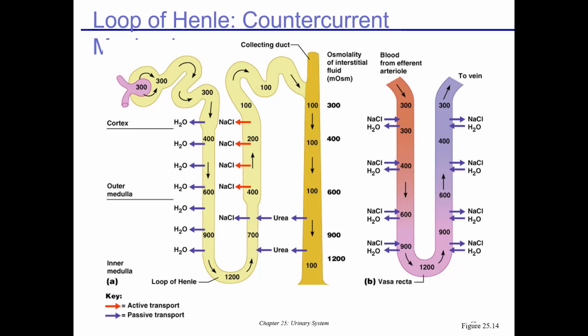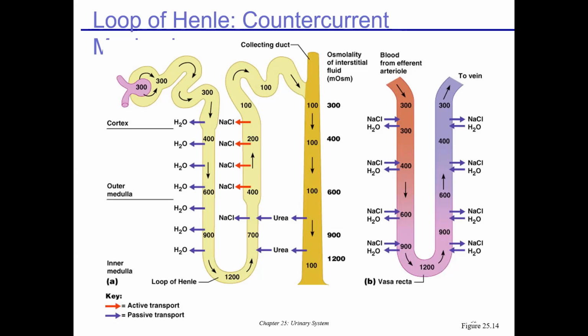We get down to the bottom of the loop of Henle, and the concentration is 1200 milliosmoles. The ascending side is impermeable to water. Water can't leave, but it is permeable to salt. So salt diffuses out from high salt, high sodium, to get out into the tissues of low sodium.